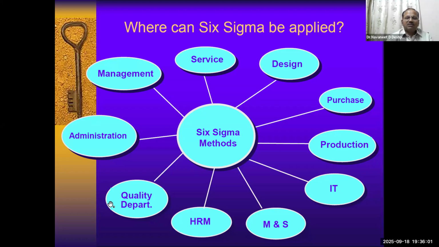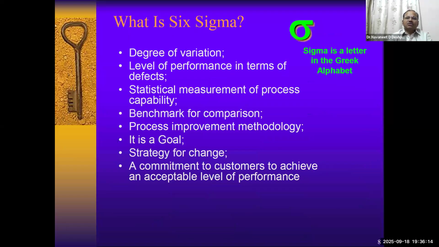So in almost all kinds of industries and all kinds of verticals, or even for that matter the functional areas, including the core operational areas also, Six Sigma can be introduced. So the Sigma is a Greek letter, or the Greek alphabet, what we call. It symbolizes the degree of variation.